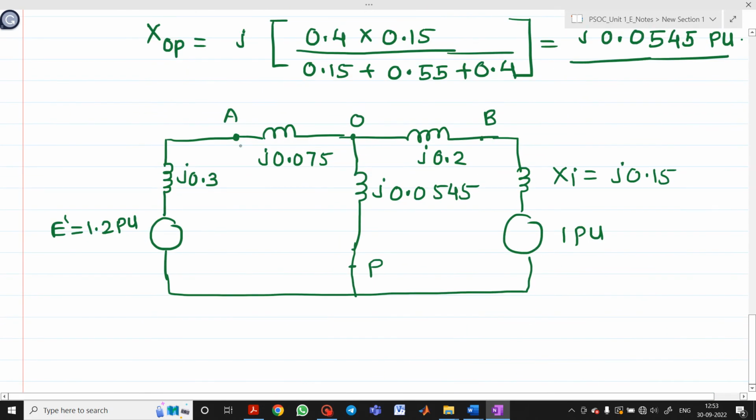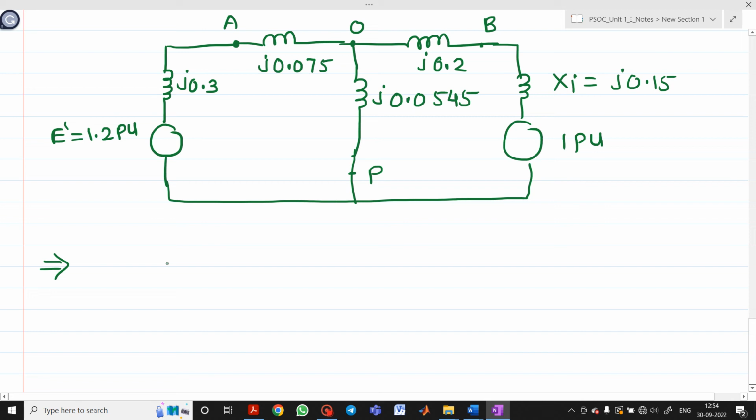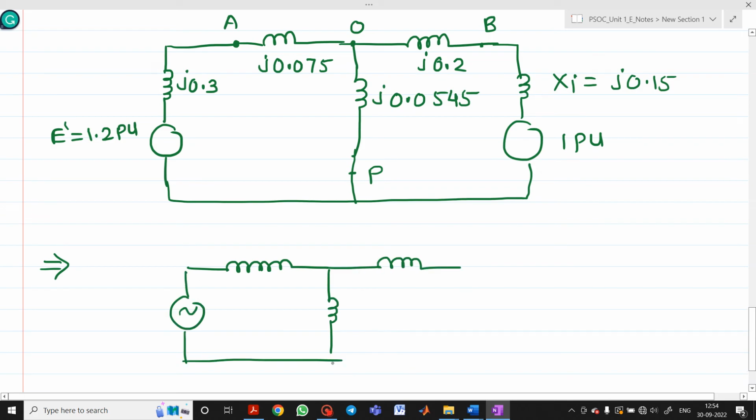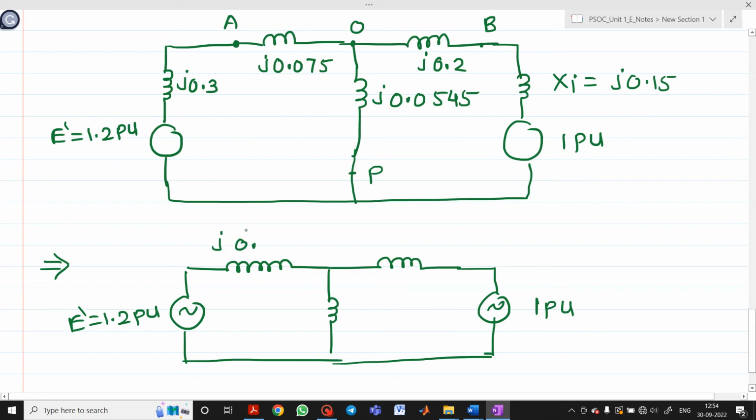Now can I add these two, because these two are in series and these two are also in series. So how can I draw this circuit again? Let me draw this. So this is your one reactance, another reactance, this will be your third reactance. Now here I can draw it like this. So this is 1 per unit. This E dash will be 1.2 per unit. If you add these two, then what you will get? J 0.375. Is it? Yes, J 0.375. This is J 0.0545. This will be J 0.2 plus 0.15, which means 0.35. So I will keep this name as O only. This will be your P only. This is your B, and this will be your A.